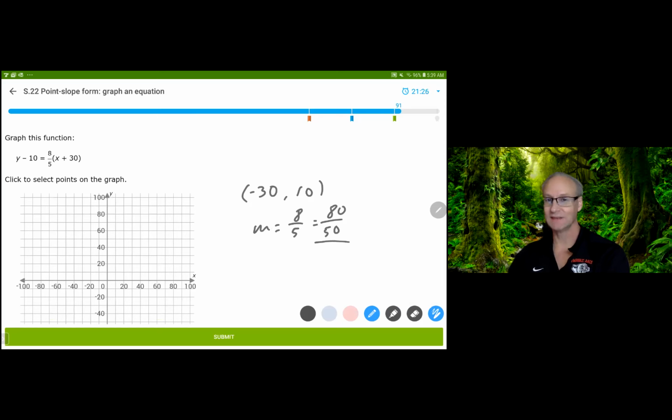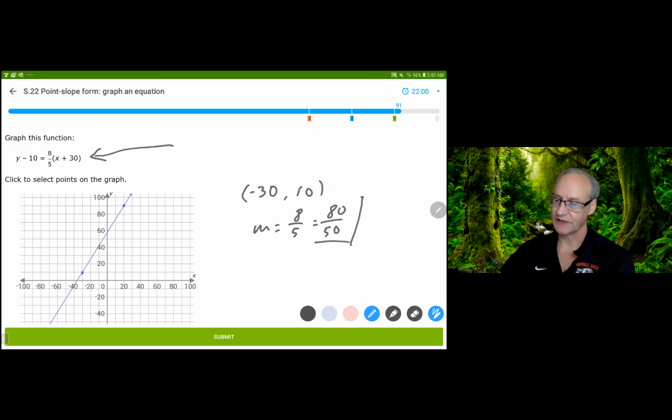Be careful, because I can see if someone got this and the scales were different, that if they counted up 8 units and over 5 units, it might mess them up. So be very careful of that, because sometimes your scales aren't even. Anyway, we're going to go to -30, 10, which is right there. And I'm going to count up 80, which is going to put me at 90, and over 50, which is going to put me there, I believe.